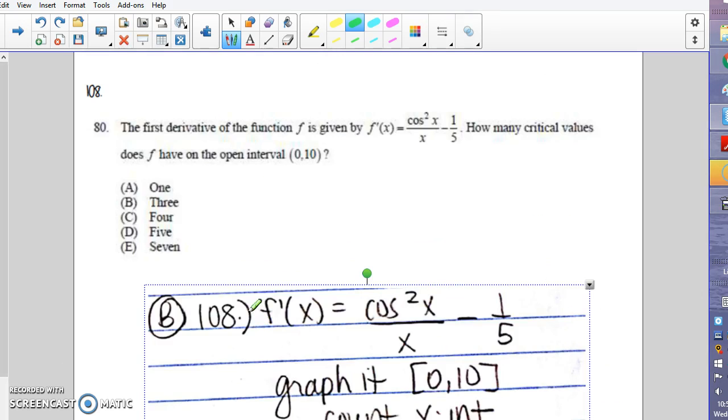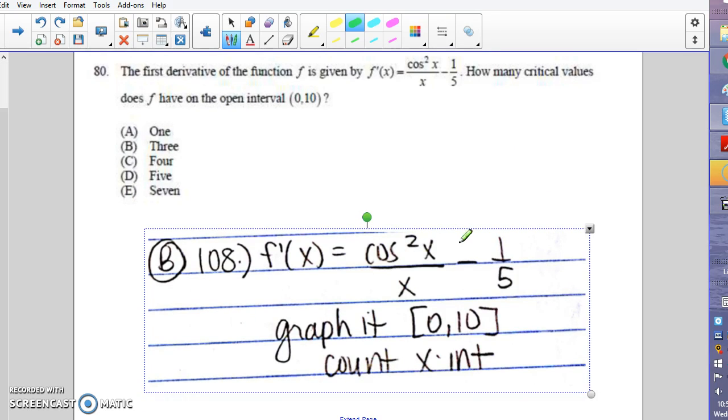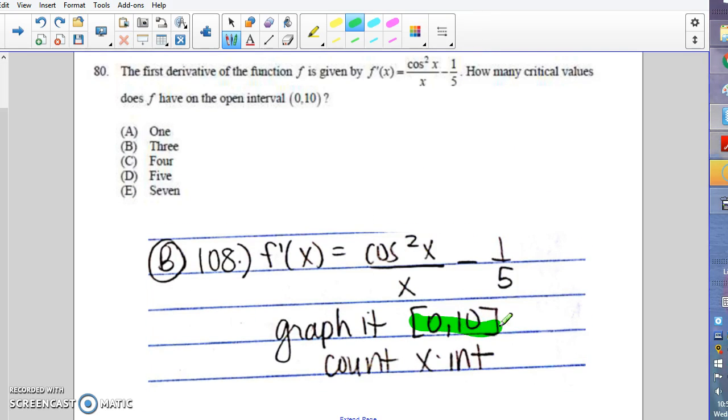This is your derivative. How many critical values? Graph it, and make sure that you do, on the interval 0 to 10, count how many x-intercepts that you have. You should have 3.